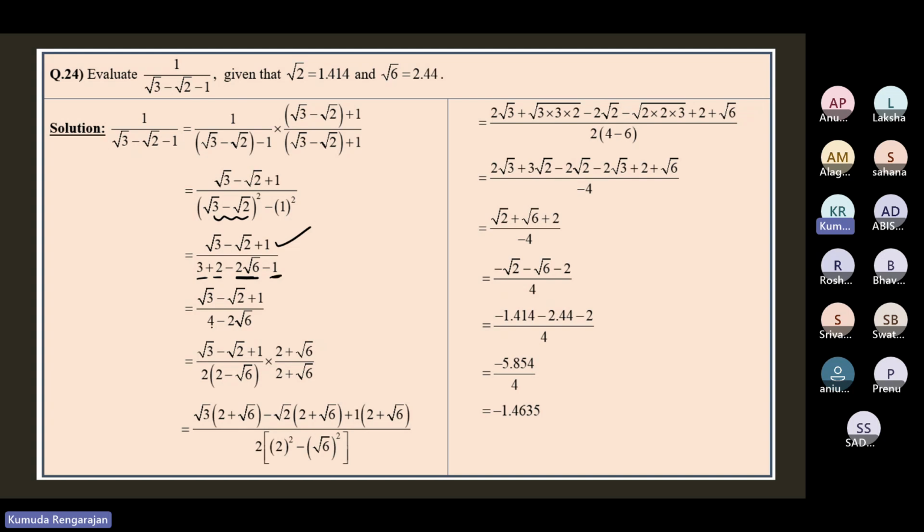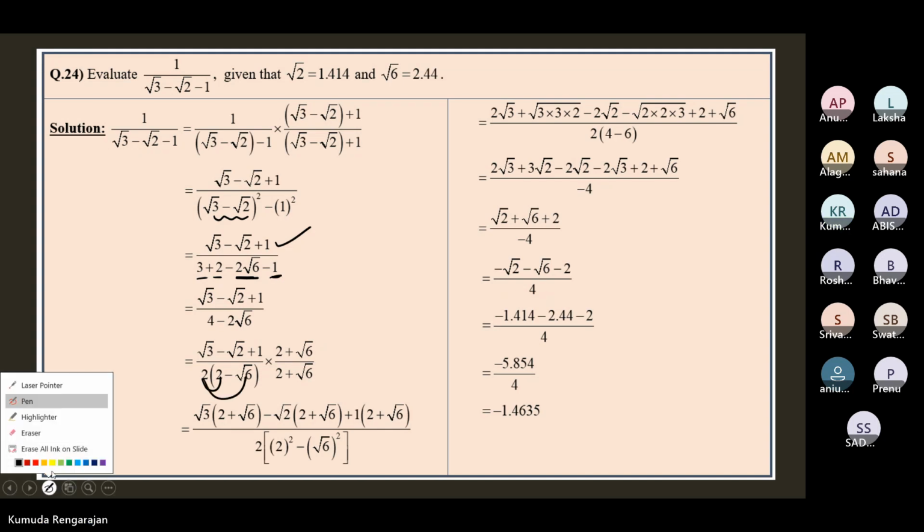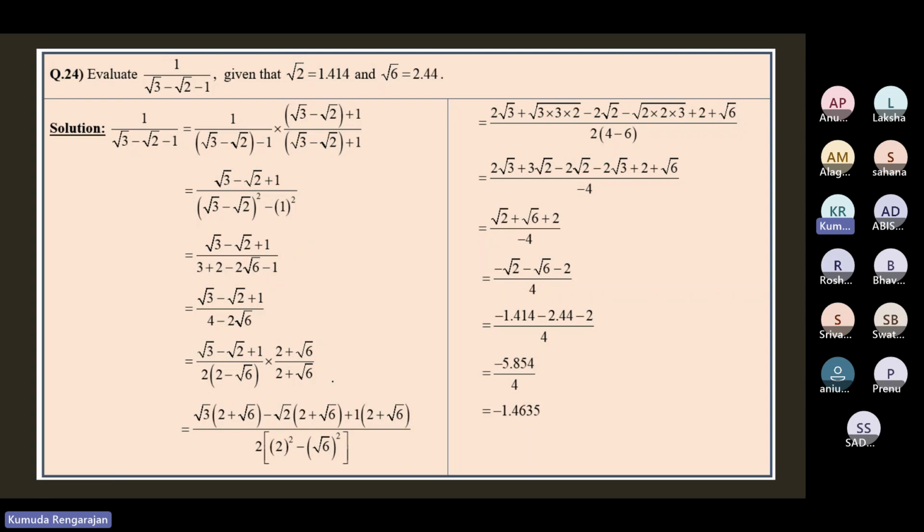2 is common between 4 and 2, so take out 2 common. 2 into 2 is 4 and 2 root 6. Now you have to continue to rationalize the denominator because the denominator is still not rational. It is still irrational. So the conjugate of 2 minus root 6 is 2 plus root 6. This 2 is already rational. You don't have to take this along. 2 minus root 6. So 2 plus root 6 into 2 plus root 6.